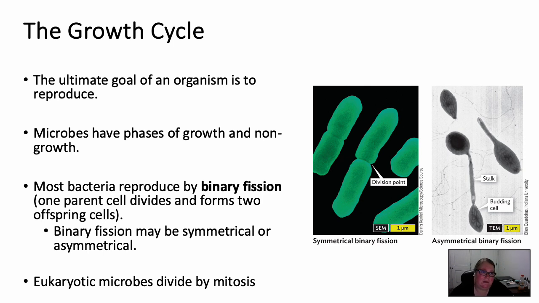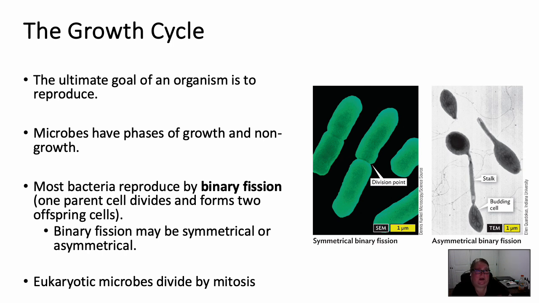Now the thing is, when microbes reproduce, they have both phases of growth where they can divide and make more bacteria, and they have periods of non-growth. Okay, we've talked about how some bacteria create endospores because the conditions are bad. So that would be a period of non-growth. And periods of growth is when they're in good environments and they have all the nutrients they need to grow and divide and just be happy.